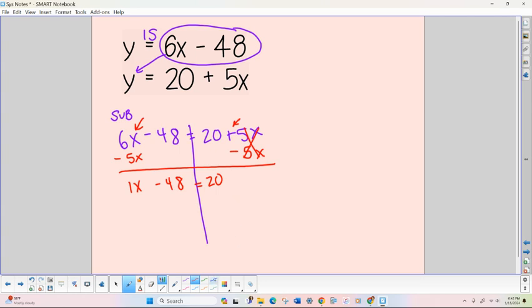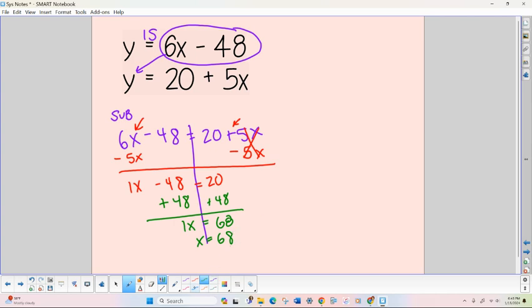And hopefully at this point, you're like, I've got this. I'm home free, because now I can see it's a two-step problem where I just finish this problem out by adding 48 to both sides. So I get 1x equals 68, and divide both sides by 1. We get that x equals 68.